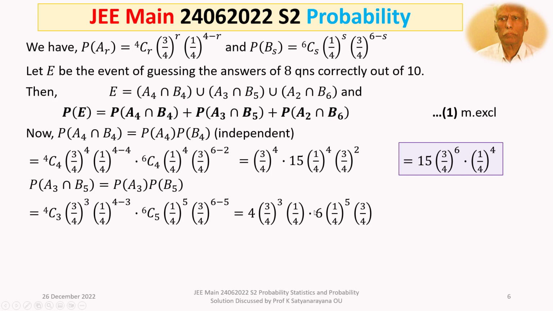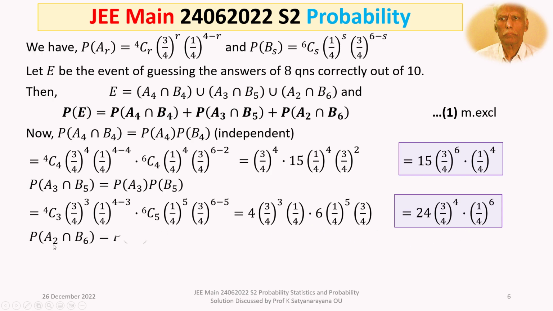into 6C5, which means 6C1, that is 6 into (1/4)^5 into (3/4) into (3/4). 6 minus 5 is 1. So 6 fours are 24. (3/4) whole cube into (3/4), that is (3/4)^4. Agreed. Into (1/4)^6. Here it is 1, it is 5, it is 6.